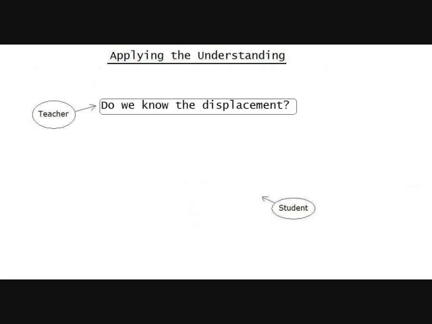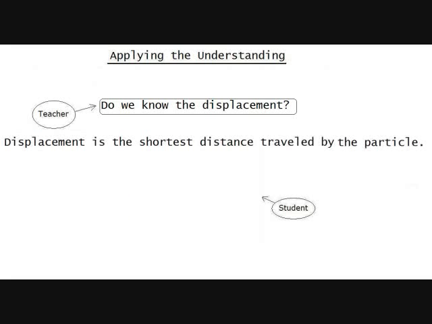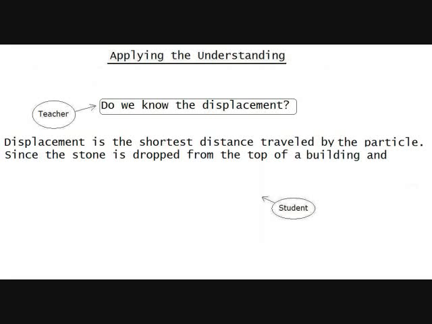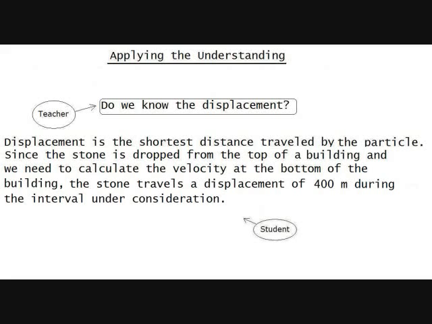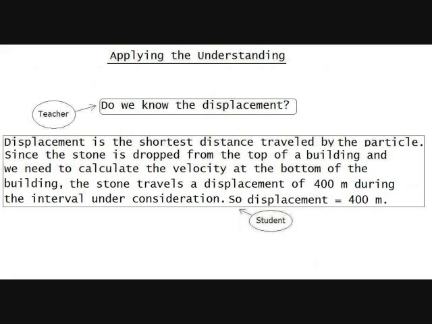Do we know the displacement? Displacement is the shortest distance traveled by the particle. Since the stone is dropped from the top of a building, and we need to calculate the velocity at the bottom of the building, the stone travels a displacement of 400 meters during the interval under consideration. So displacement equals 400 meters.